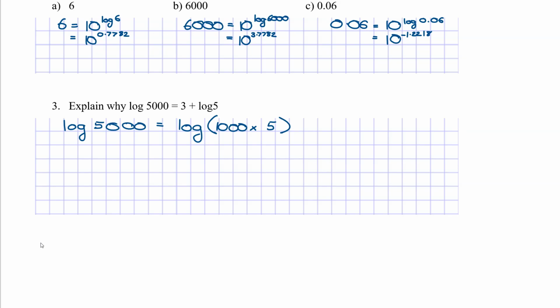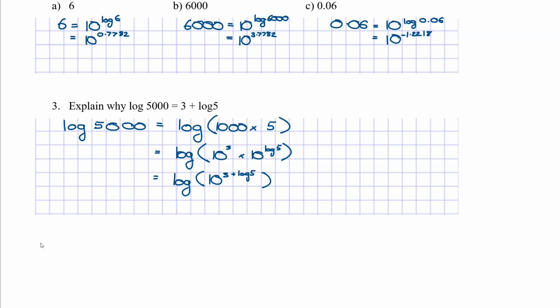And the reason I've chosen 1,000 and 5 is because 1,000 can be written as 10 to the power of something. So if we go down, we can go log base 10, implied base 10, of 10 to the power of 3. So 10 to the 3 is equal to 1,000, times 10 to the power of log 5. Moving downwards, log base 10 of 10 to the power of 3 plus log 5.